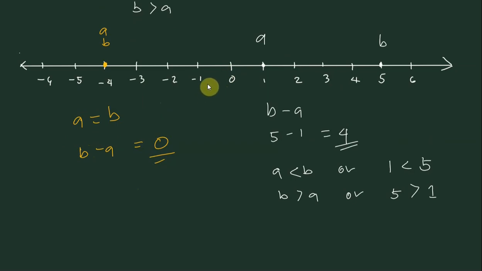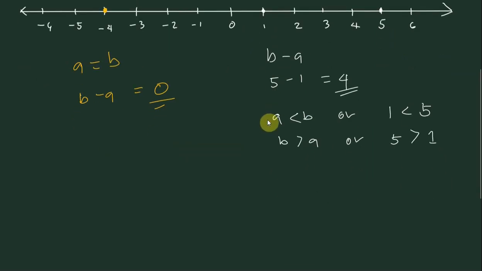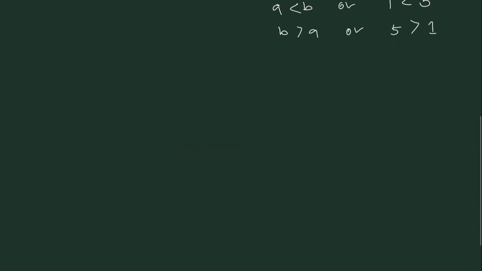If we take two real numbers b and a, for example, the one on the right side of the number line, b, is greater than the one on the left side of the real number line, which in this case is a. Let's now proceed to graphing inequalities.